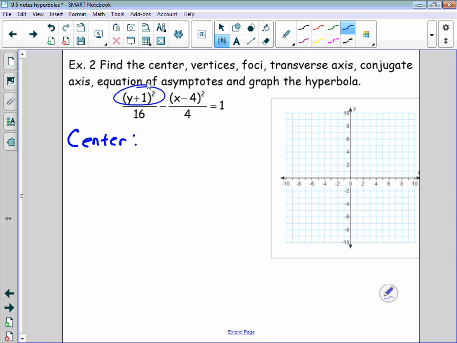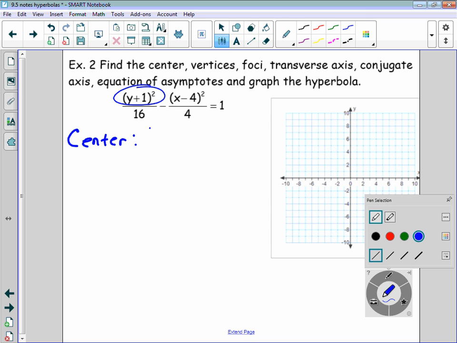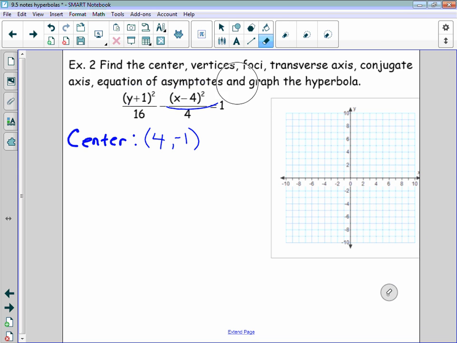will be located at -1, and the x-coordinate we'll get from here, which is the value of h, which will be +4. Remember, again, our rule: inside opposite. So the center of the hyperbola will be at 4, -1.